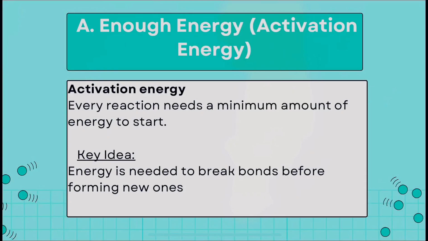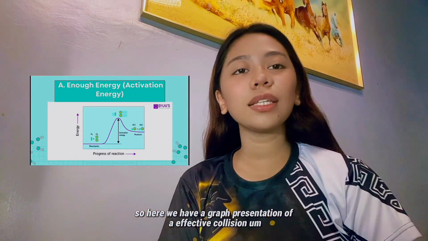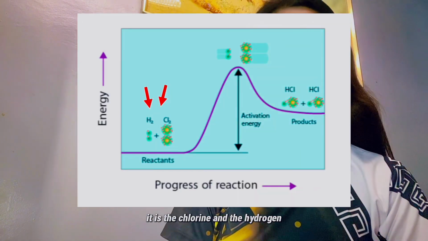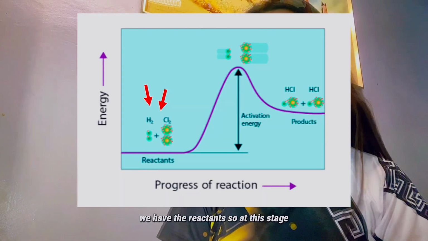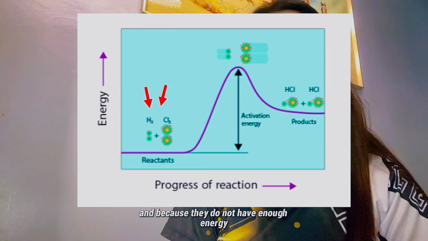So the first condition of an effective collision is enough energy or activation energy. Every reaction needs a minimum amount of energy to start, which is the activation energy. So the key idea of this is energy is needed to break bonds before forming new ones. So here we have a graph presentation of an effective collision. It is the chlorine and the hydrogen. So at the beginning or the left side of the graph, we have the reactants. At this stage, most collisions are ineffective because they do not have enough energy.